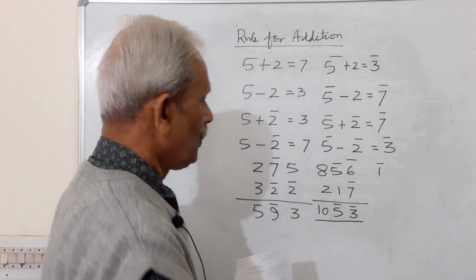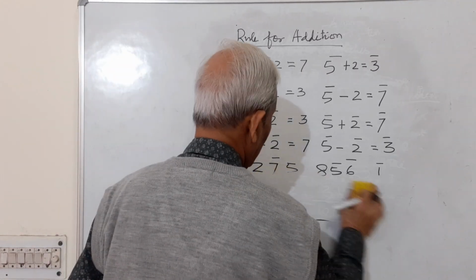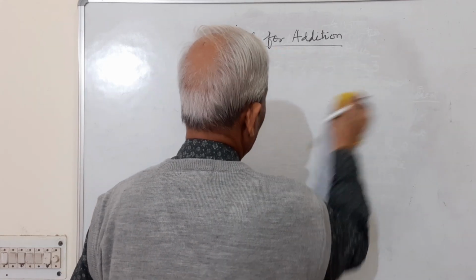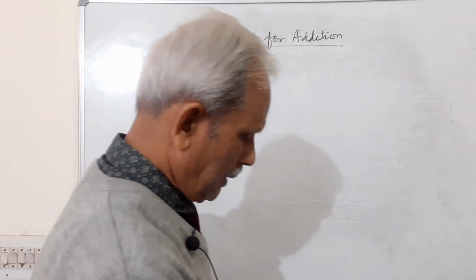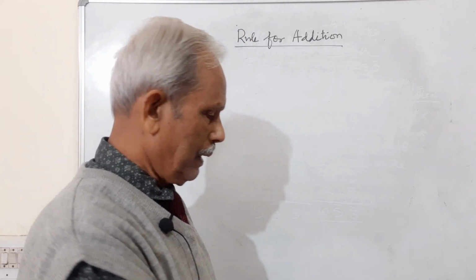I think you have understood it. This is how we make the addition of the bar numbers. So you have to remember it very carefully. Once you practice it, things are not difficult at all. You have to do a little practice, right?